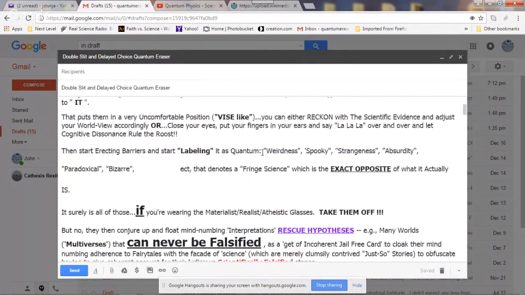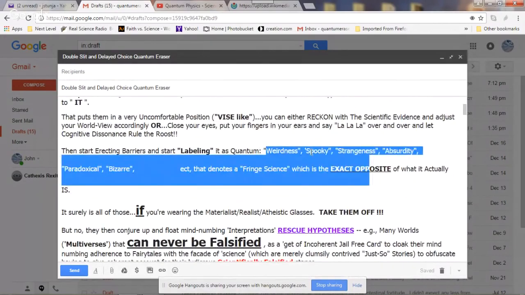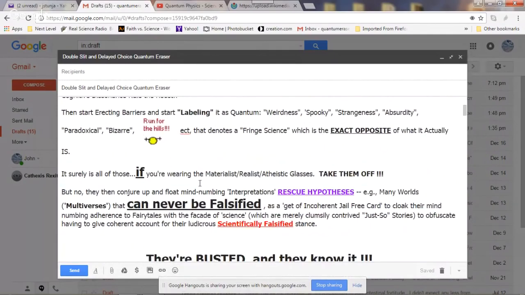It surely is all of these. It's weird, spooky, strange, absurd. It's all those, sure, if you're wearing materialist and realist and atheistic glasses. Sure, take them off. But no, they then conjure up and float mind-numbing interpretations, what are rescue hypotheses.